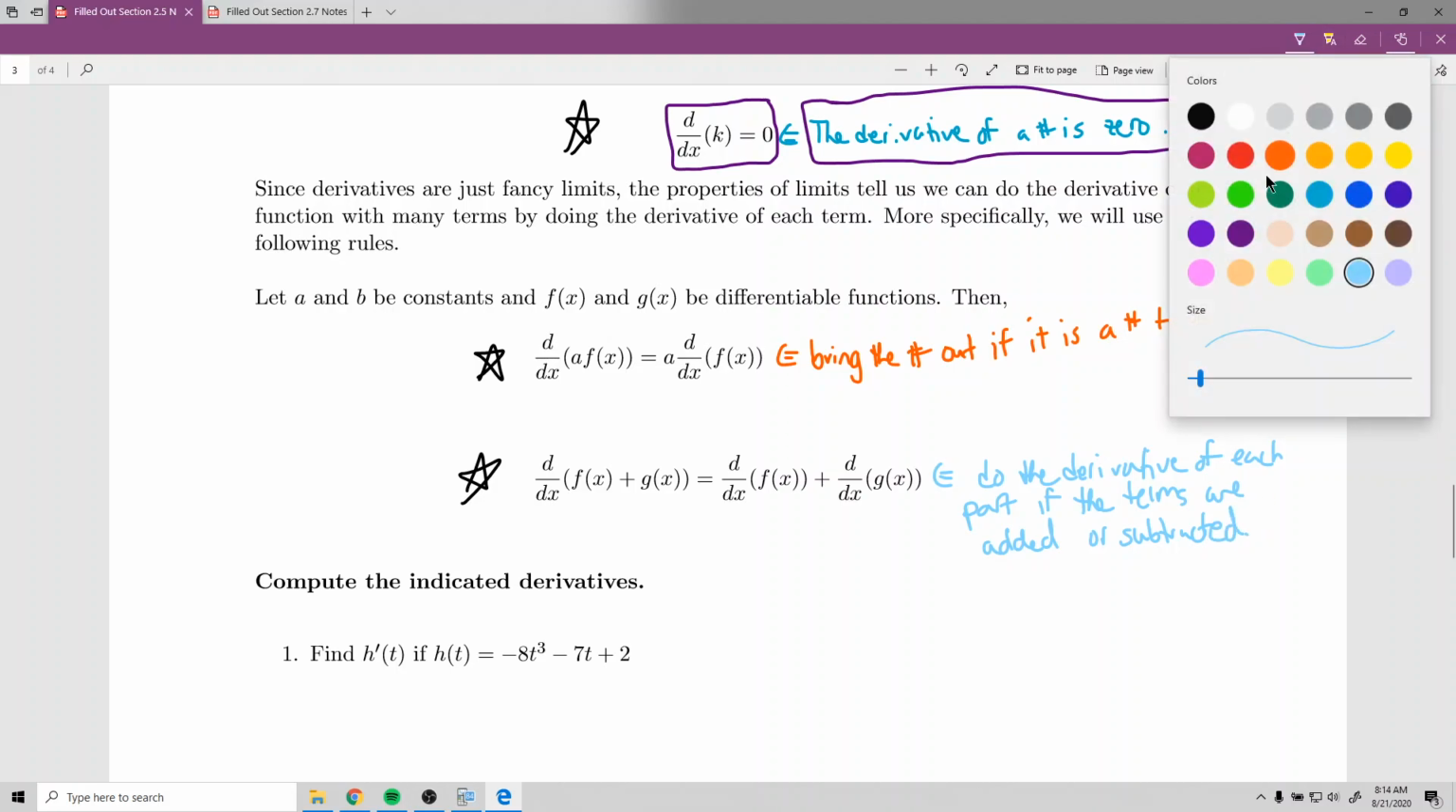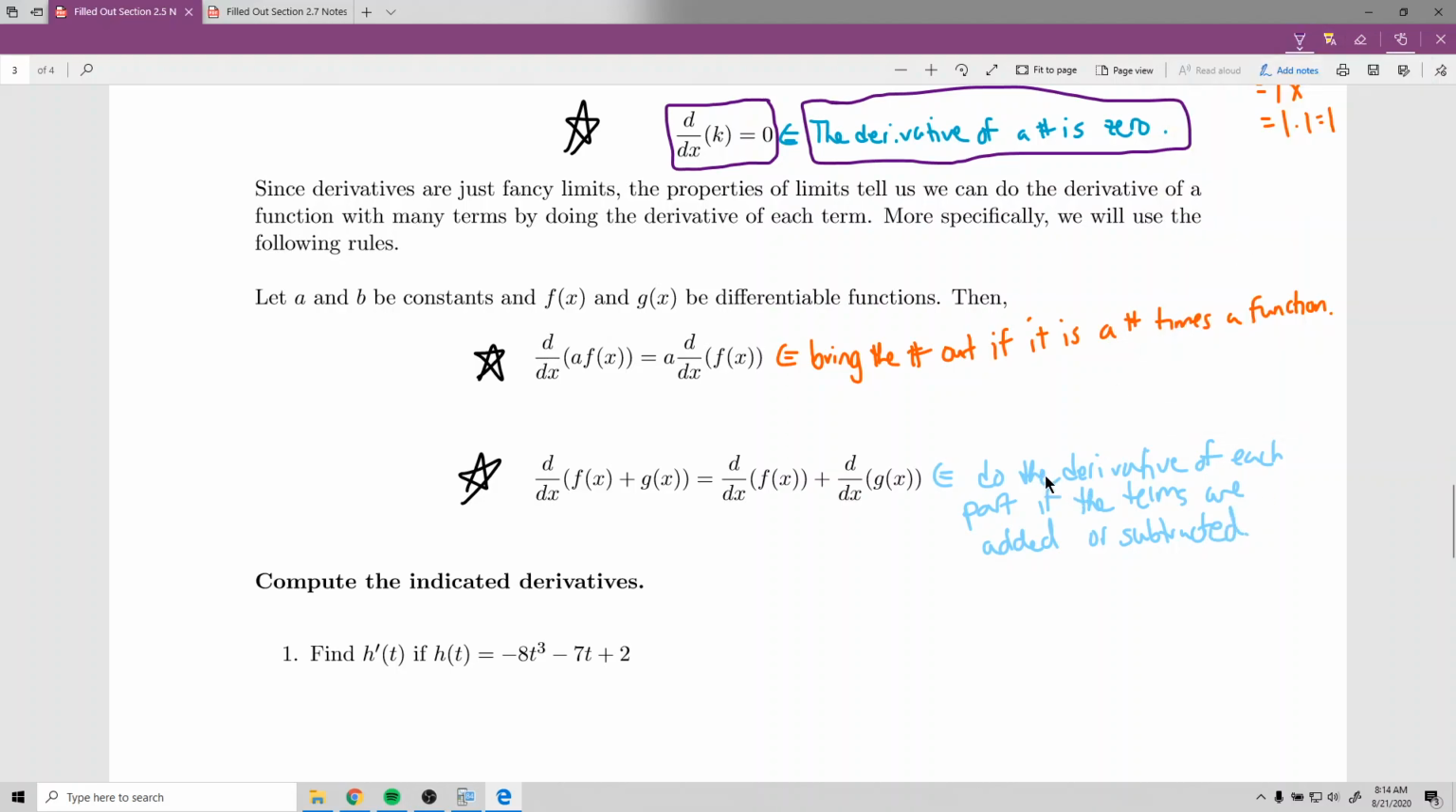One thing I want to really point out here, this is important. Derivative rules are kind of like log rules in that if you don't have a rule for it, you can't do it. So I'll make a really important note here. These rules say nothing about multiplying or dividing functions.